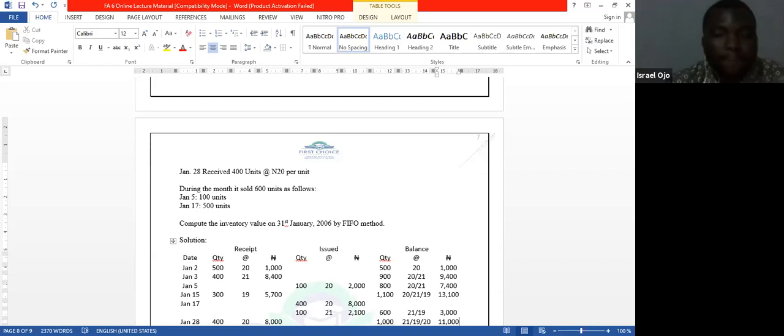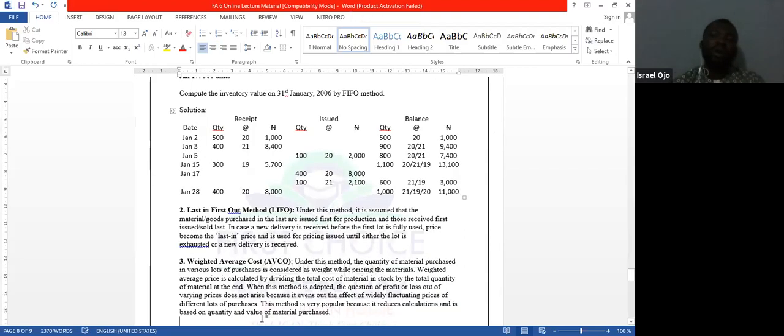So we have LIFO. LIFO is actually the opposite of FIFO. LIFO means that under this method, it is assumed that the material goods purchased last are issued first. So it means that what you are buying last is what we are issuing first. But it's not a good one for the inventory. It's not actually listed in the standard. I just added it there. What is listed in the standard is FIFO and weighted average.